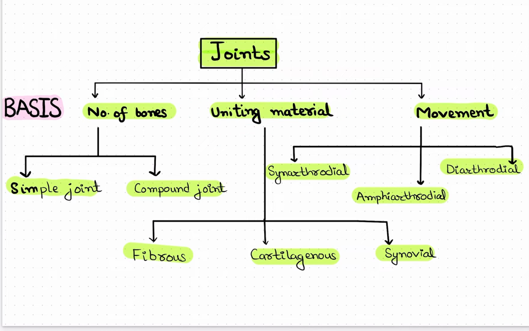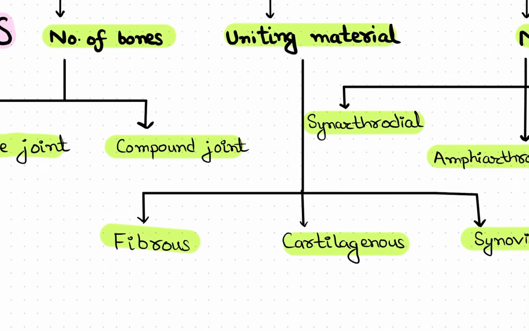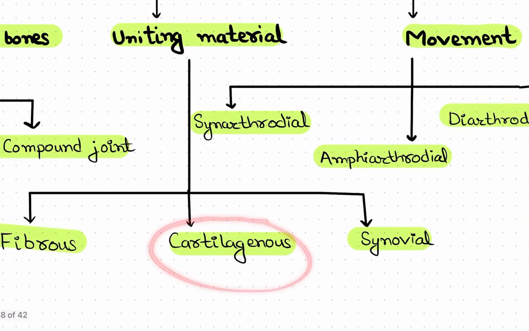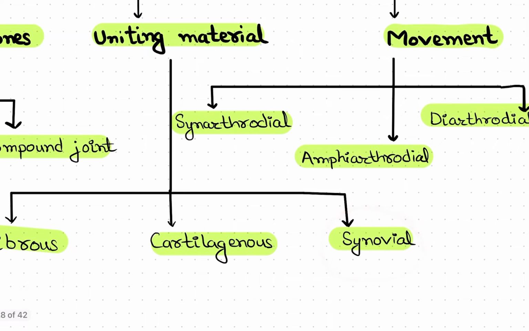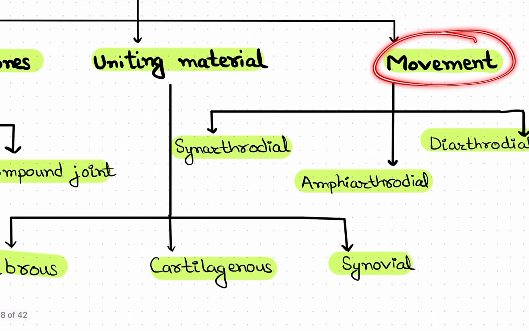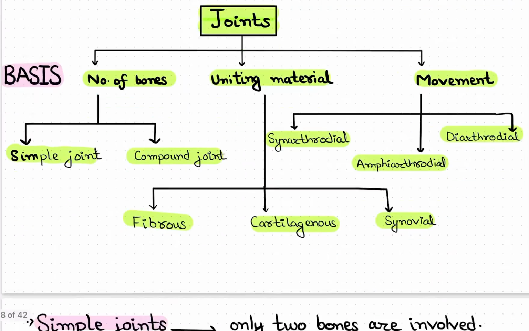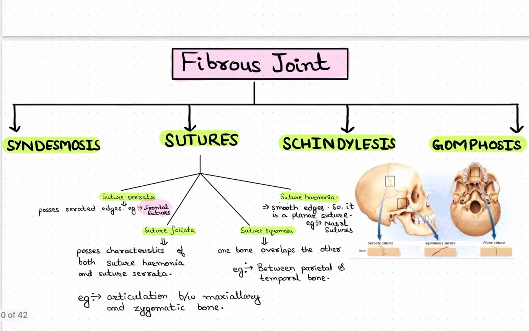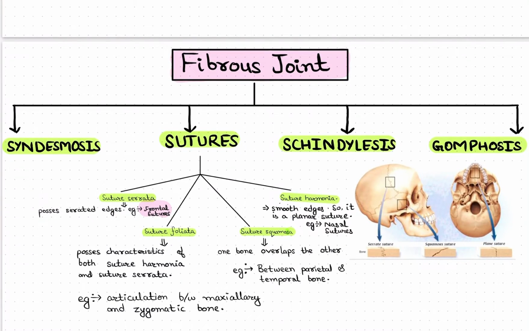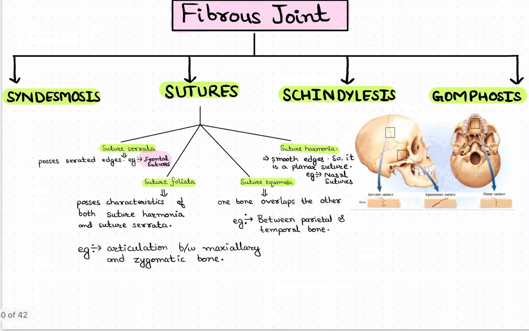So on the basis of uniting material, joints are classified as fibrous joint, cartilaginous joint, and synovial joint. And on the basis of movement, they are classified as synarthrodial joint, amphiarthrodial joint, and diarthrodial joint. Now, firstly, let us study about the fibrous joint.